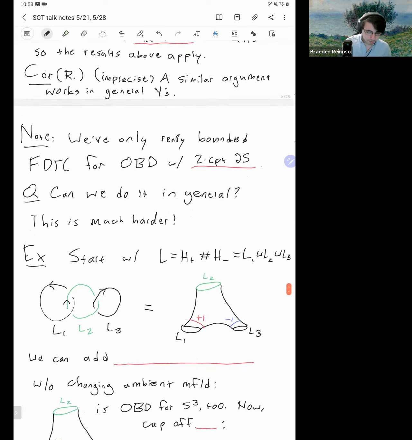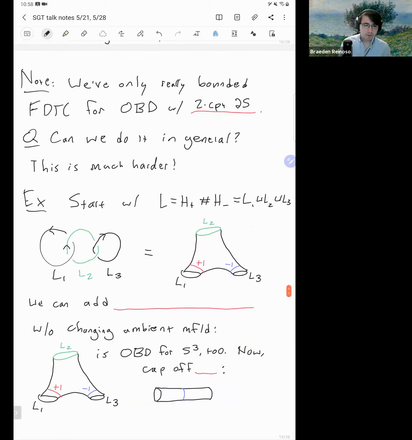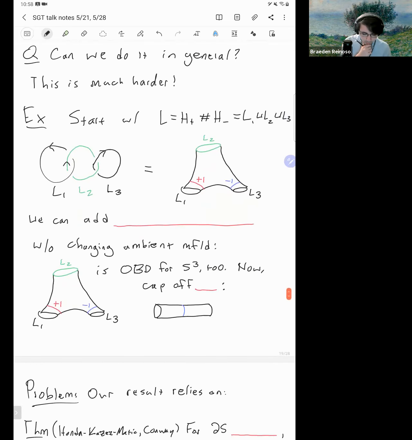So the question is, can we get at something from our original theorem that tells us about bounding fractional Dehn twist coefficients after capping off for open books with more than two binding components? Can we do it for more general things? But it turns out this is much, much harder. So the reason why is this example here.